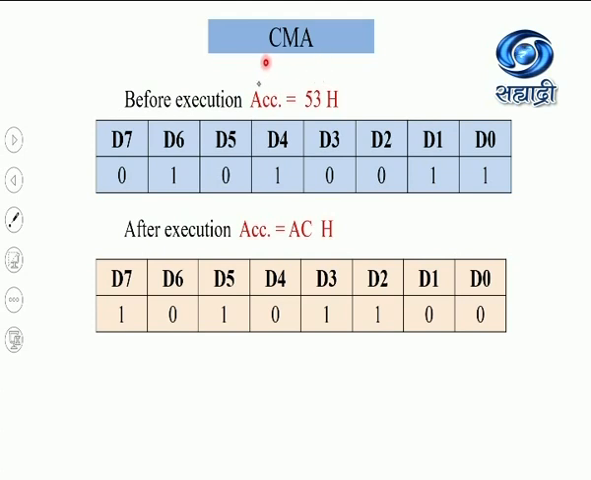When the microprocessor processes this instruction CMA, it will complement each bit of the accumulator, that is, complement of 1 is 0, complement of 1 is 0, complement of 0 is 1, complement of 0 is 1, complement of 1 is 0, complement of 0 is 1, complement of 1 is 0, and complement of 0 is 1. So after execution, it becomes 1010, that is A, and 1100, that is C.